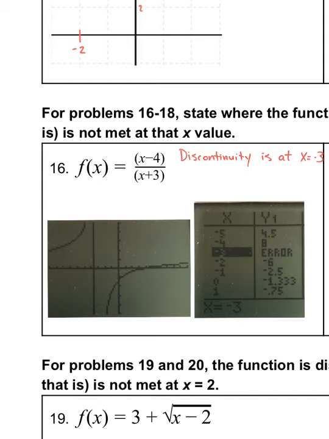And what step fails? Well, there is no y value. There's no point here. So step number 1 fails. f of -3 does not exist because there is a vertical asymptote here at -3. This is a vertical asymptote right here.